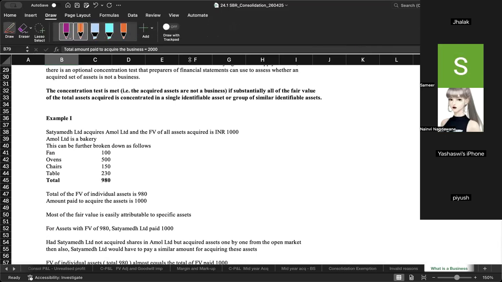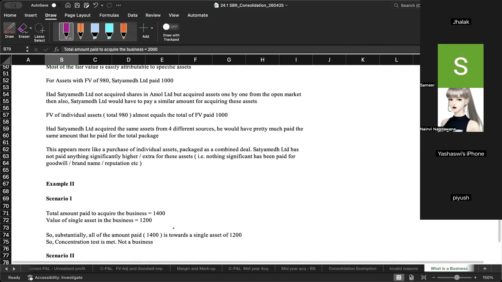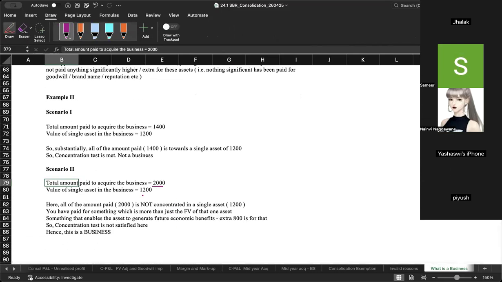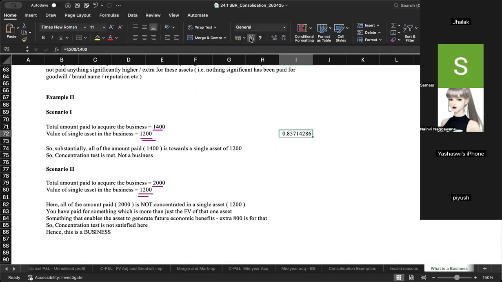This word substantially is very important. It means here how much did I pay? I paid 2000, but out of that, only 1200 is there in a single asset. Here I paid 1400, out of which 1200 is there in a single asset. You see, 1200 upon 1400 is a big number, almost 86%. I can say that a substantial part of the amount paid is concentrated in a single asset.